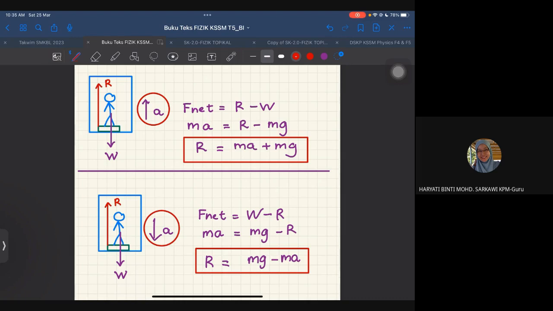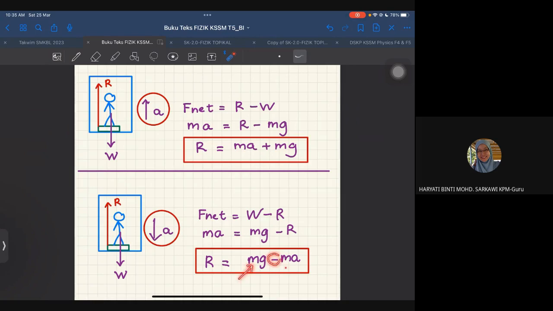Nampak? So, which one rasa lebih berat? Naik atas ke turun bawah? Because what I mean by rasa lebih berat means the reading of the weighing scale. Okay, the reading of weighing scale is getting bigger or smaller. Okay, which one you feel lebih berat? Naik atas, right? It is proven by the formula here plus. So it means that bacaan, reading of the weighing scale is getting more lah, greater lah. And then you see, if let's say turun bawah, you see minus here. This is berat sebenar, right?